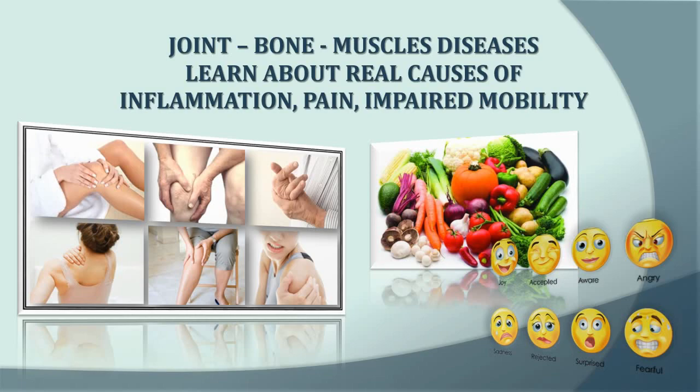Today we're going to talk about a myriad of conditions known as joint, bone and muscle diseases such as rheumatic diseases, arthritis, etc. that affect us especially as we get older. In this presentation we're going to discuss the real causes of these inflammations that produce pain and impair your mobility. And I guess the most important thing that we're going to discuss is that it is healable.